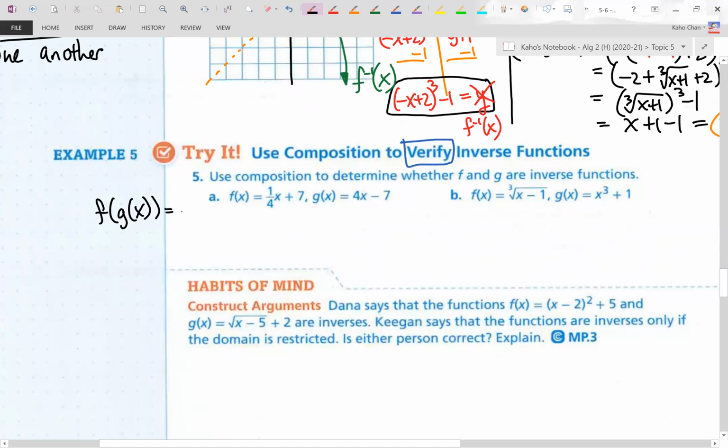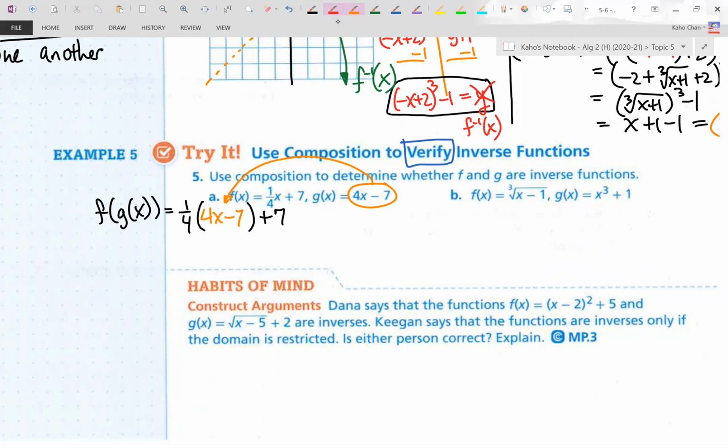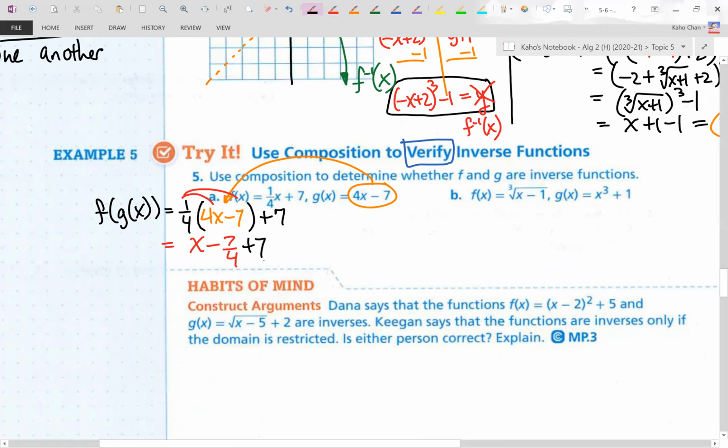This equals f of, first, 1/4 of x plus 7. And the inside is the 4x minus 7 that goes into there. Distribute the 1/4. This equals, what is that? x minus 7/4. Ouch. Oh, right away, this is not going to work, is it? This is not going to equal x. They are not inverses. That's the check there. Very good.